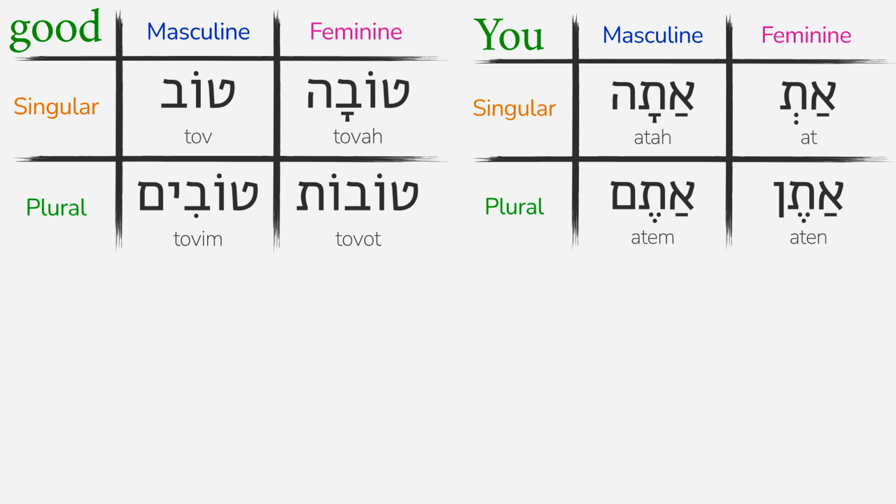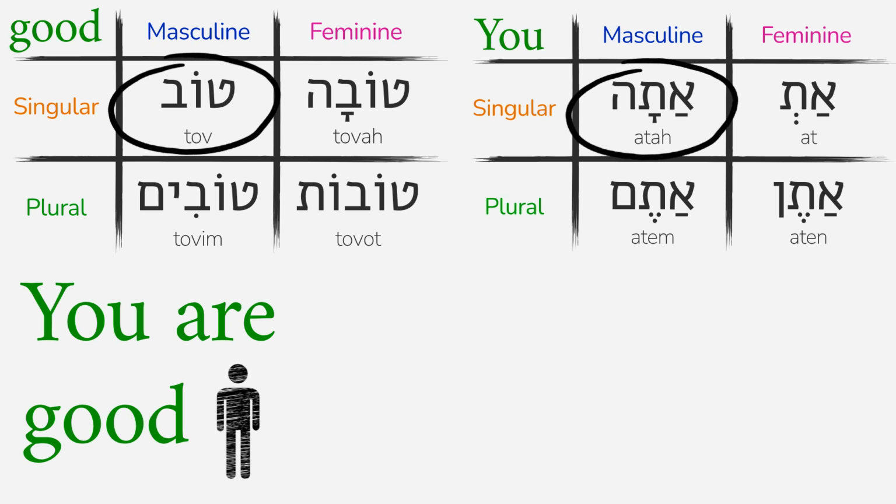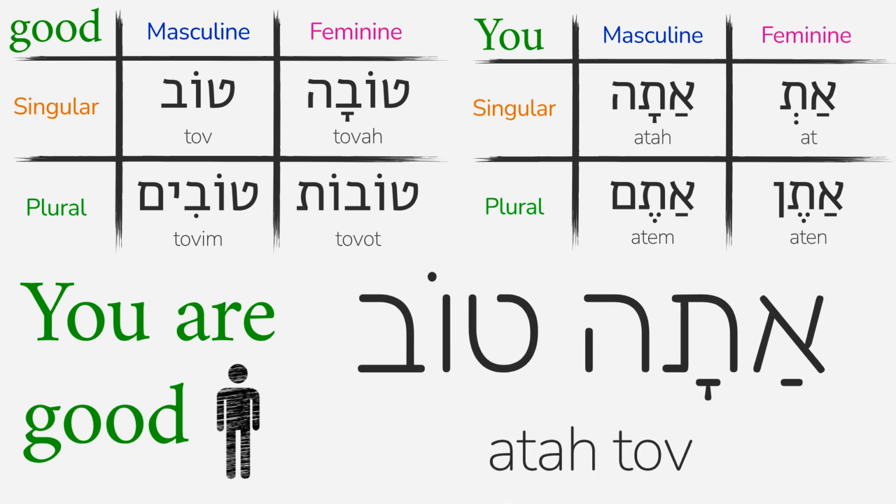So, now that we have these 4 forms of both the word you and the adjective good, let's try saying you are good in all 4 forms. How would you say you are good to a man? Pause the video if you need to think. Ready? All right. A man is a masculine singular subject, and so we'll need to use the masculine singular forms of both words to say you are good. Ata tov. You are good, speaking to a man.